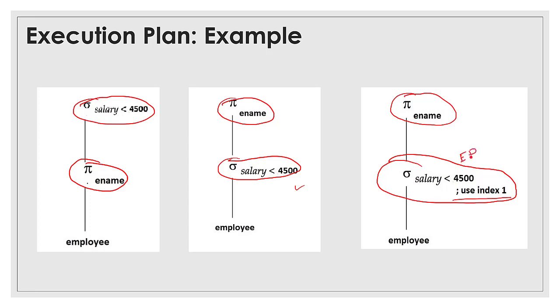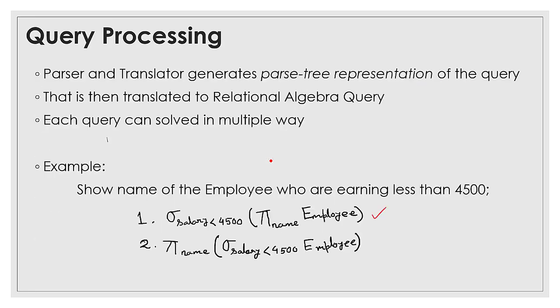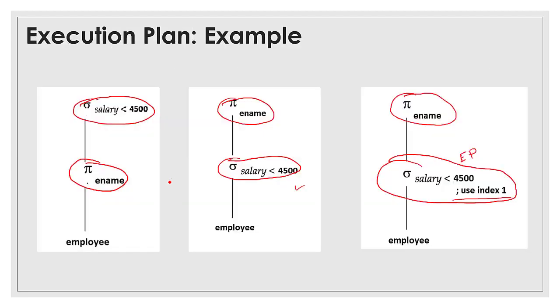So these are the execution plans for the same problem, which is: show the name of the employees who are earning less than 4,500. Now all these evaluation plans will go into the query optimizer, and the query optimizer will choose one of them which has the lowest cost, in the sense of time, in the sense of resources.